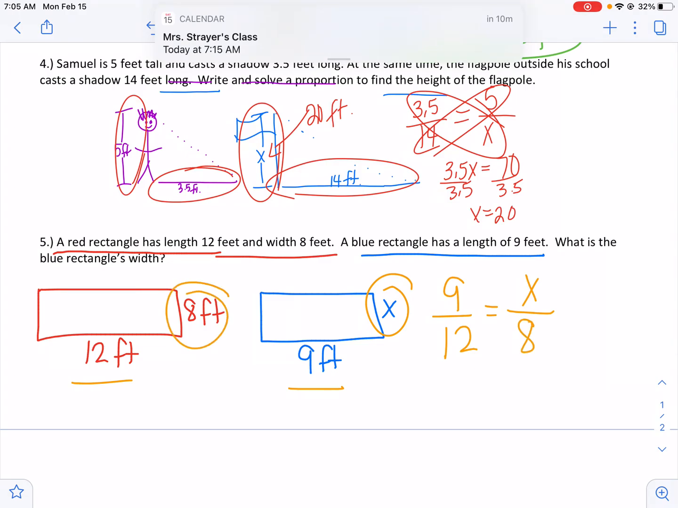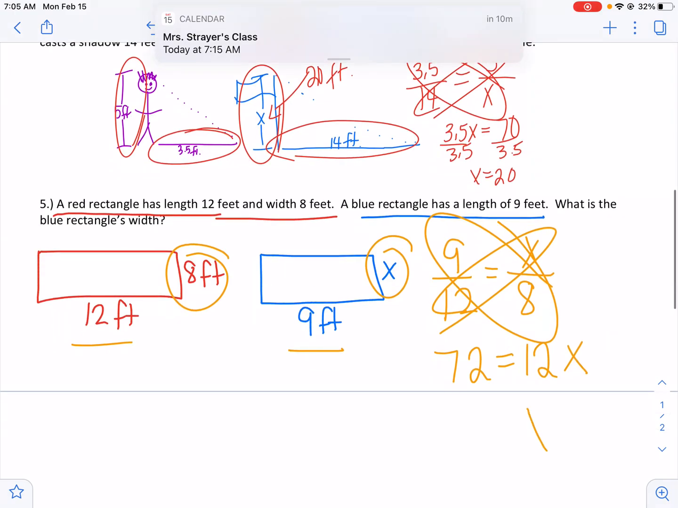Now, I can cross multiply. 9 times 8. What's 9 times 8? Equals 12x. And then I'll divide both sides by 12, and I get that x equals 6. So show me you divided by 12. So what's the blue rectangle's width? 6 feet.